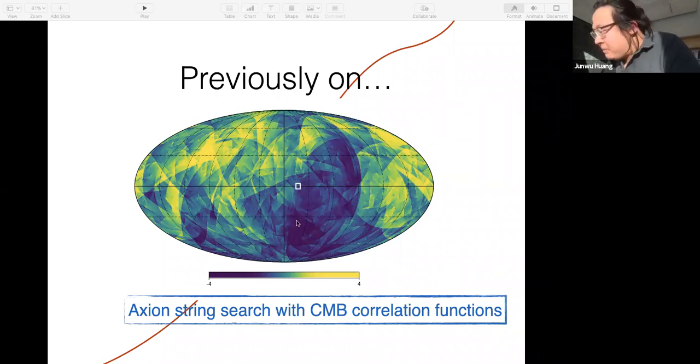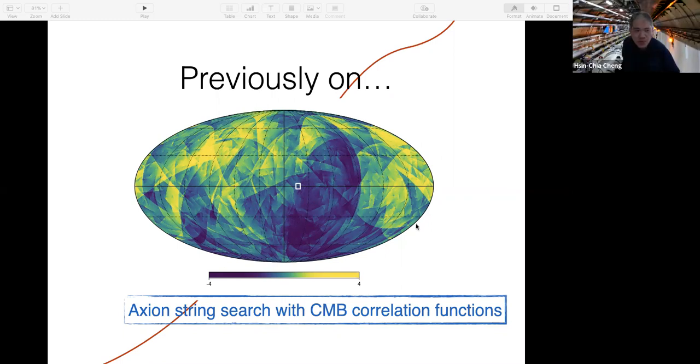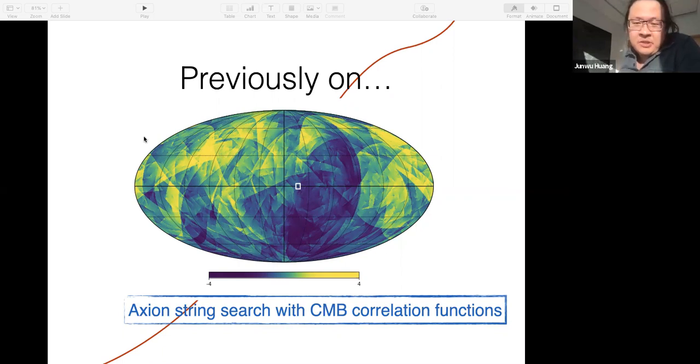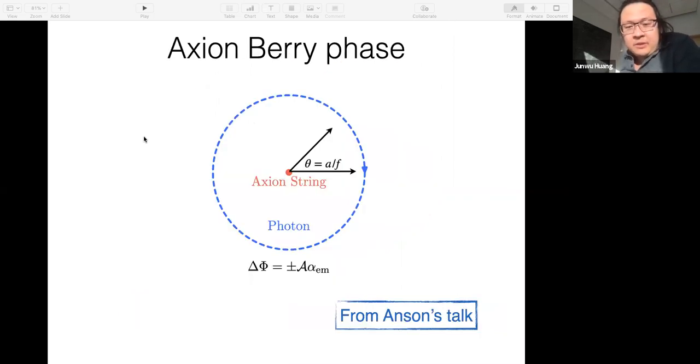Can you see my mouse actually? Yes. Okay. So through a map like this, which can be generated when you imprint the axion string on the CMB photons. The effect we are looking at is a topological or near topological phase that can be generated when a photon goes around the axion string. In reality, we are measuring photons which are coming from very, very far away, and as a result there are two half circles instead of a full circle.